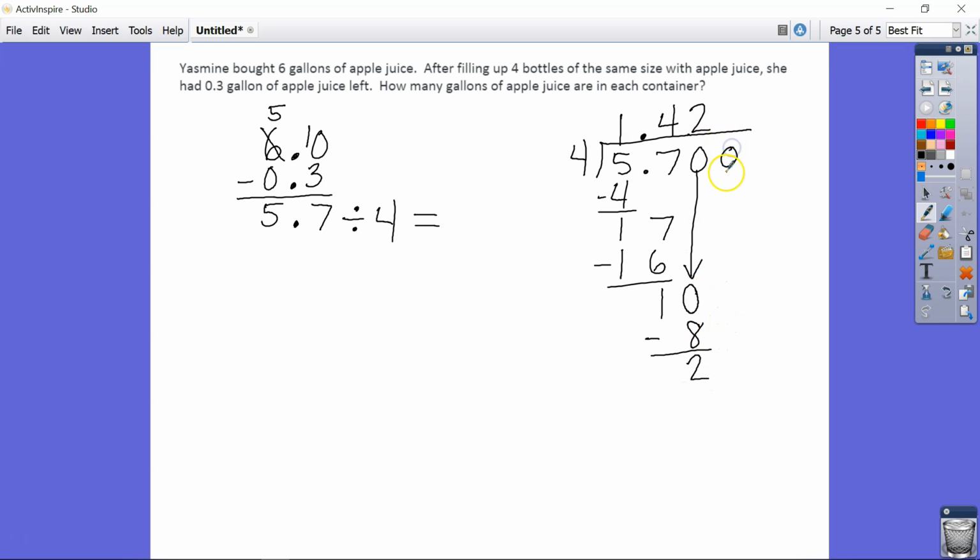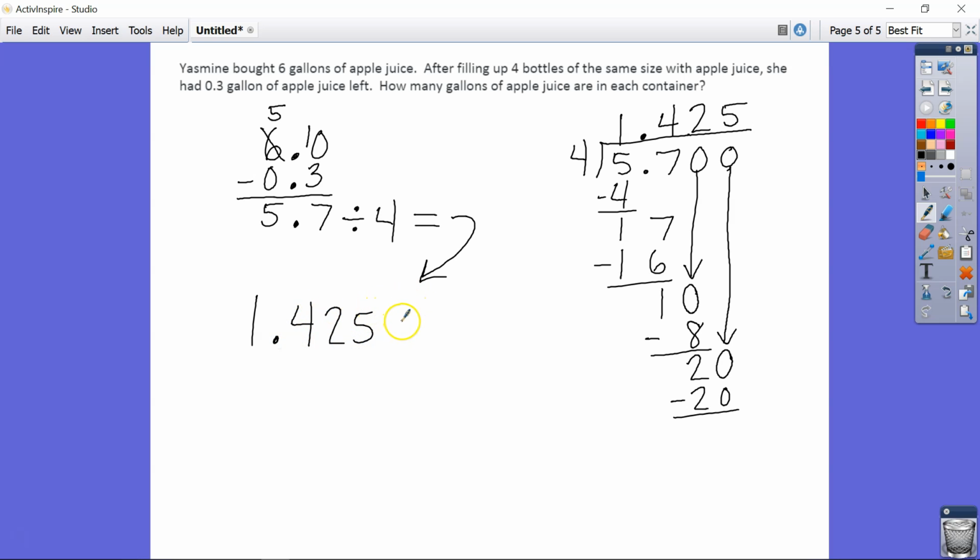Now I need to regroup that or rename it. Name that as 20 in my thousandths place. And then I know that I can divide that evenly into 5 groups, 5 thousandths of a gallon per group. That would be it. So my answer would be 1.425, or 1 and 425 thousandths of a gallon in each container.